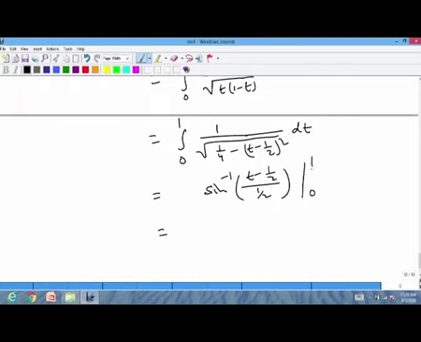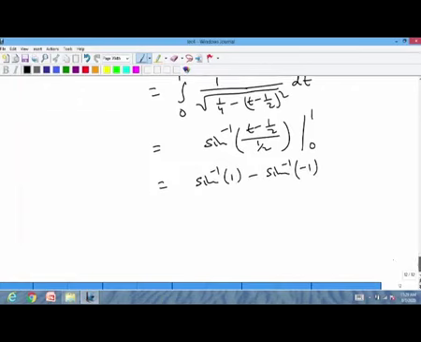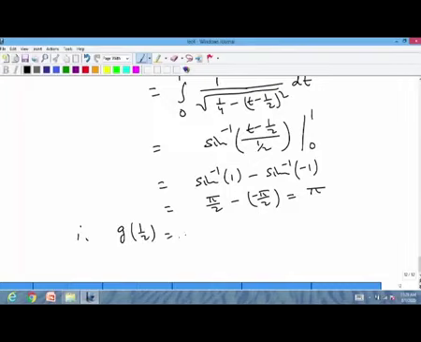So, for t equal to 1, this will be sine inverse of half by half. So, sine inverse of 1 minus sine inverse of, at 0 it is minus 1. So, this is equal to pi by 2 minus (minus pi by 2). So, that is equal to pi. So, therefore, g at half is equal to pi.